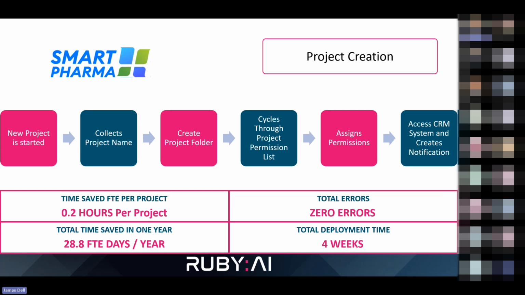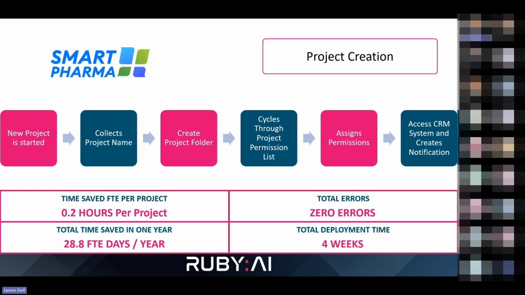And then it's going to access the CRM system and create a notification to say that the project has been created, and it adds the link to that project folder into the CRM system, so it ties it up for the wider business. So when the business are looking for all files related to that process, they can go to that link, but the permissions are already set before anyone gets to it.